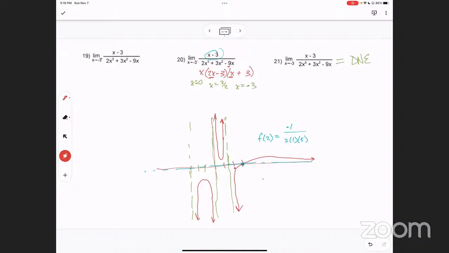And what has to happen over here? It's going to have to approach from the other side, so it's going to have to be up. That's right. And this is going to approach there. So that's my graph, a rough sketch of my graph. Make sense? Now, let's answer these questions.